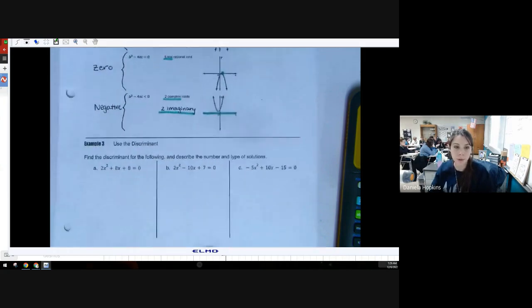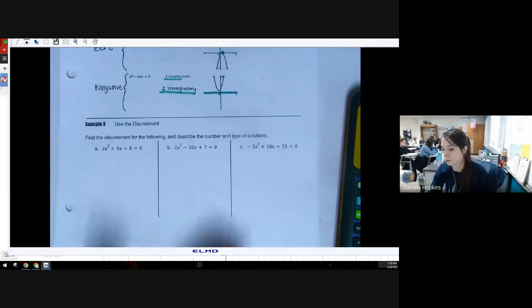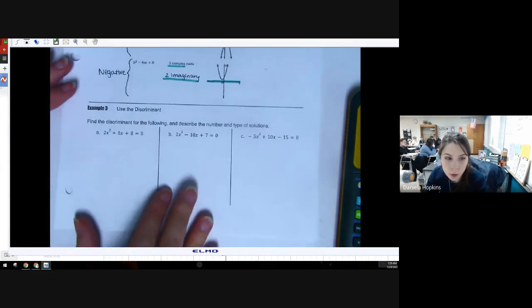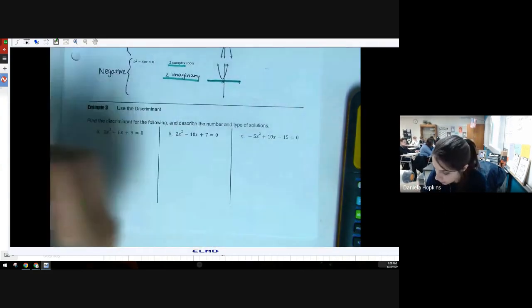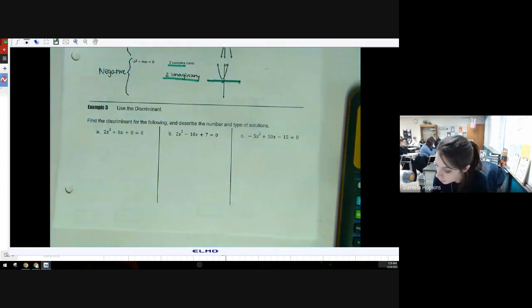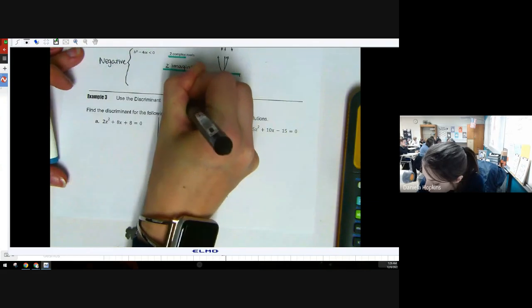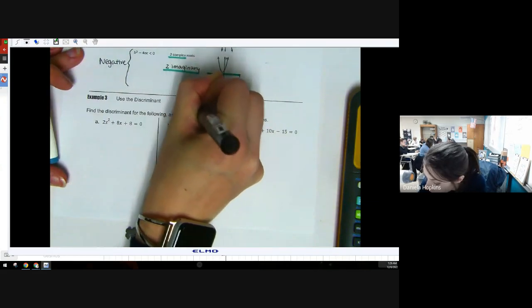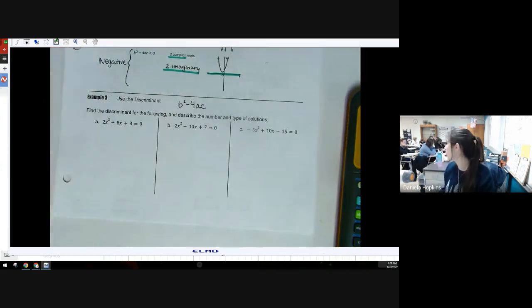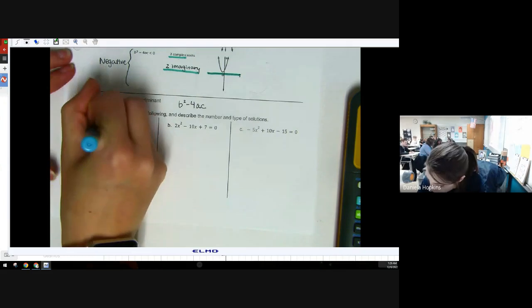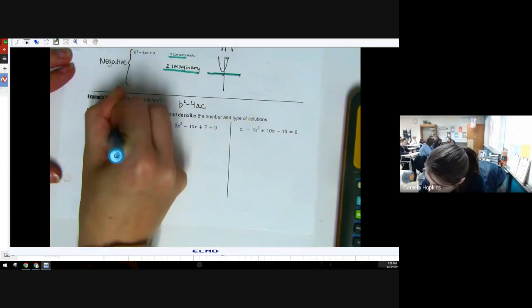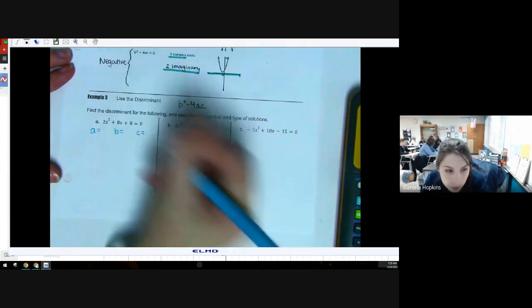So I'm going to do example 3A here, or all of 3. Just like yesterday, you should start by naming your a, b, and c. And just like yesterday, if you want, on every new page you can write the discriminant up top. It's that b squared minus 4ac, the part of the quadratic formula that's under the square root. So we'll have a equals, b equals, and c equals.